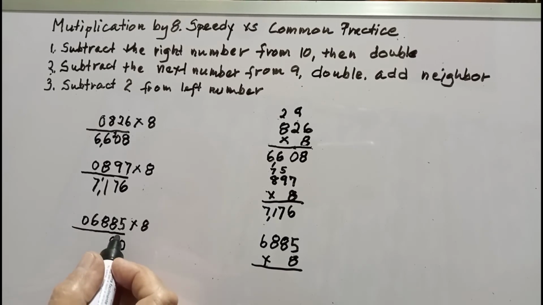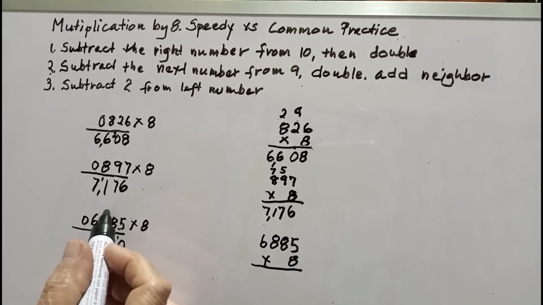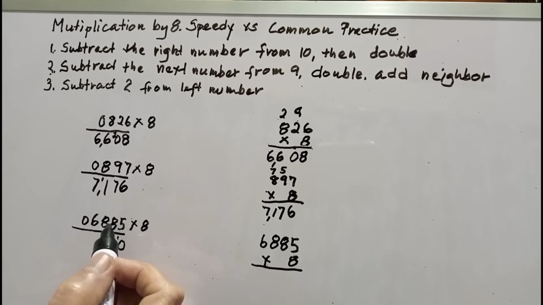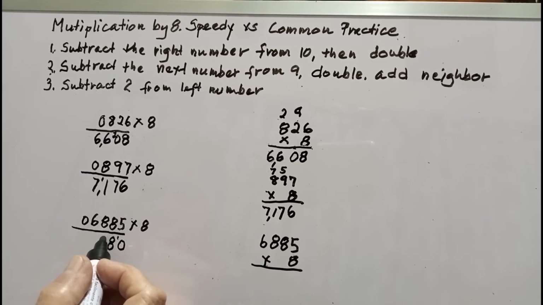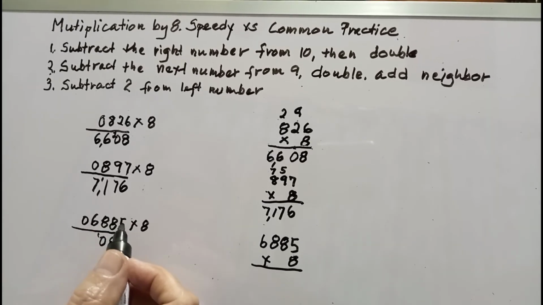I forgot to carry the 1 there. 8. And then 9 minus 8 equals 1 times 2 equals 2 plus 8 equals 10, carry 1. We should not forget to write down the carry.